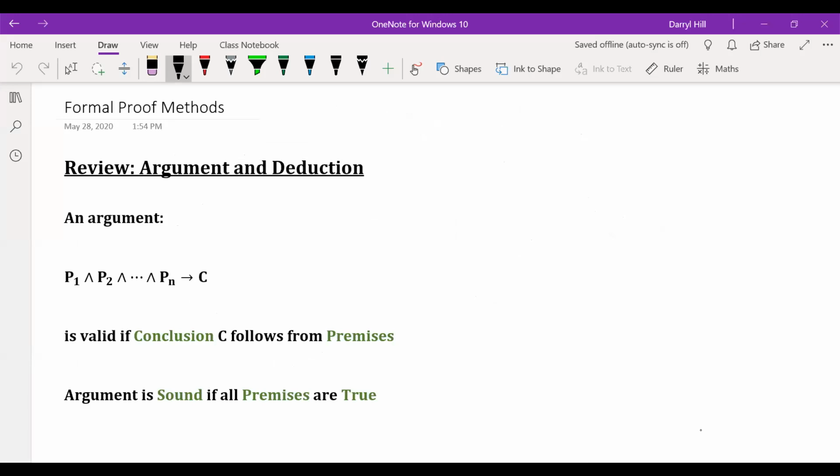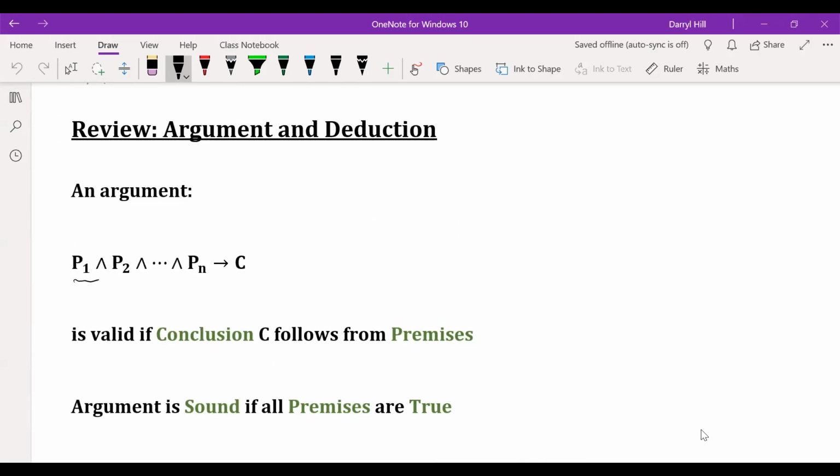Okay, so that was arguing with quantified predicates, and now we're going to talk about formal proof methods. Just a little bit of review about argument and deduction. An argument is basically an implication where we have a bunch of premises, and if it's a valid argument, then this evaluates to true, and if it's sound, the premises are true.